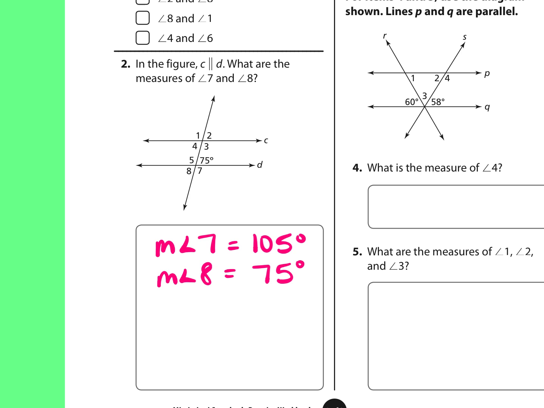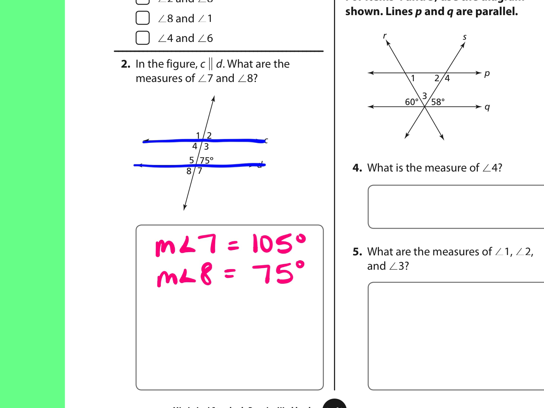G5, number 2. Number 2 is asking for angles 7 and 8. This is one of those common figures where you have a set of parallel lines, C and D, cut by a transversal line. It's made up of 8 different angle measures, but only 2 types. So 4 of them will be one measure and the other 4 will be the other.